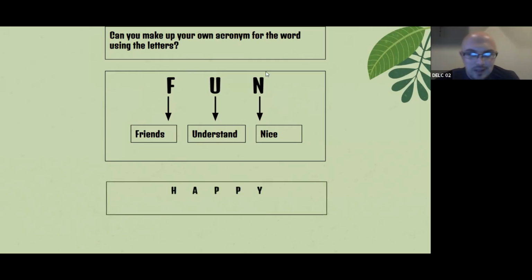Let's try this one. Happy. Can anyone think of a good word for H? It has to start with the letter H and maybe keep the theme of happy or positive.